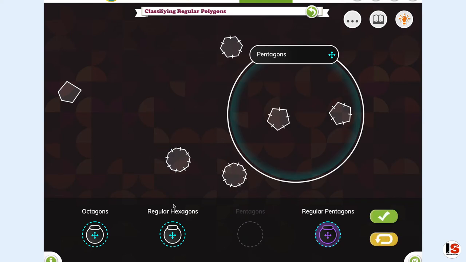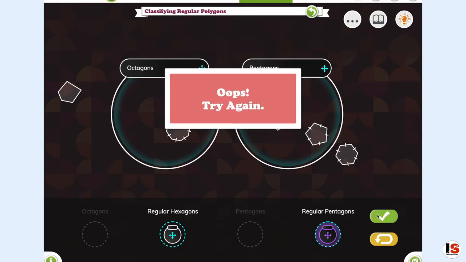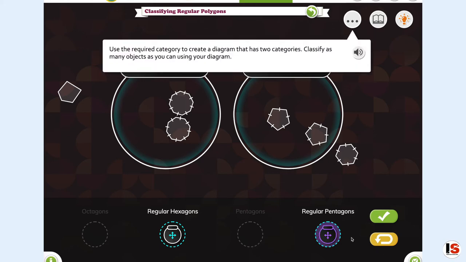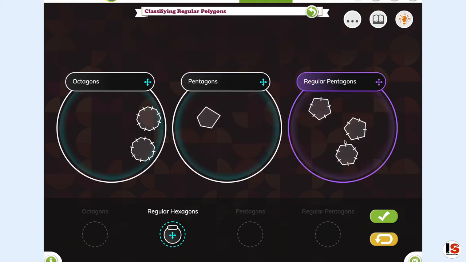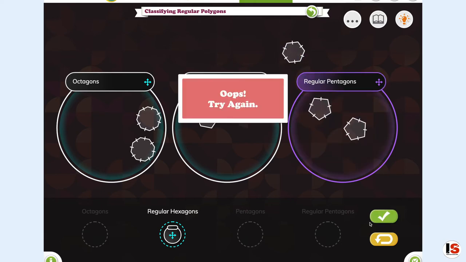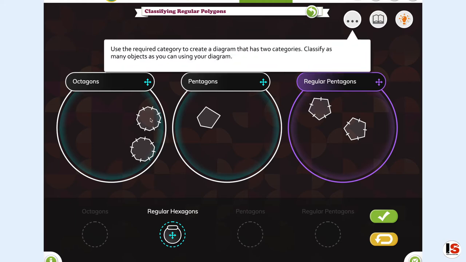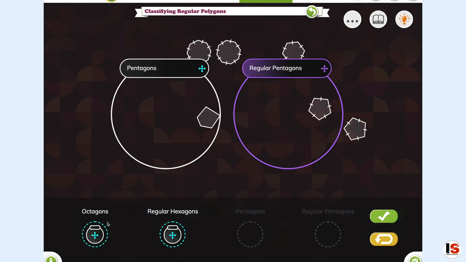Octagons. There. Okay, and then we put the octagon in. Your diagram did not use the required category. Oh, we need three? What? These are... Oh, so the purple ones you have to have in there. Your diagram has three categories. Create a diagram that has two categories. Mm-hmm. Just this away. No. Yes, thank you. Done.